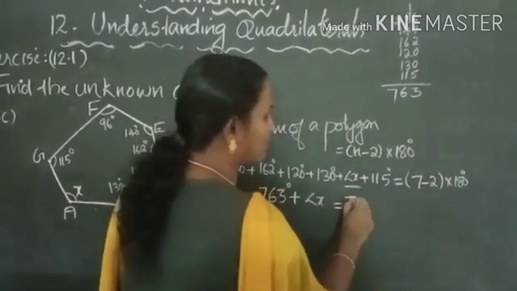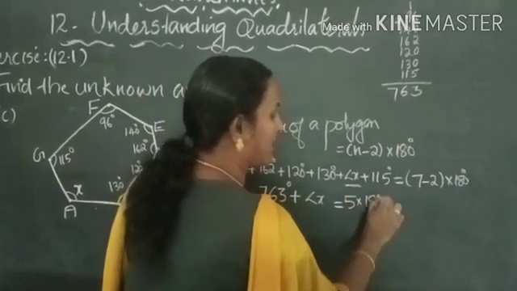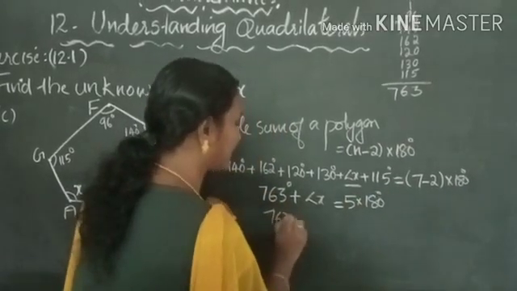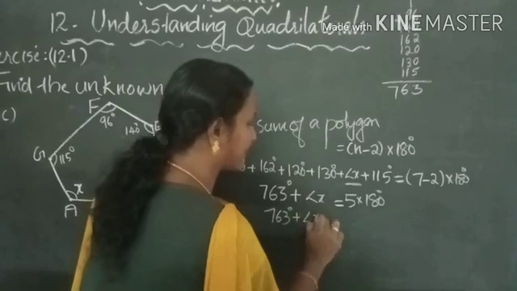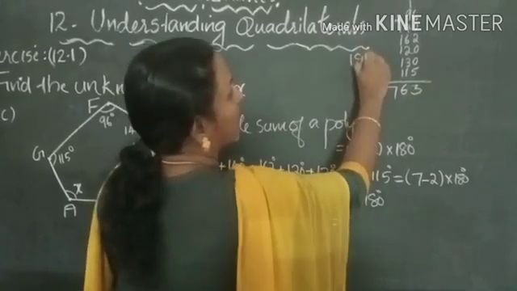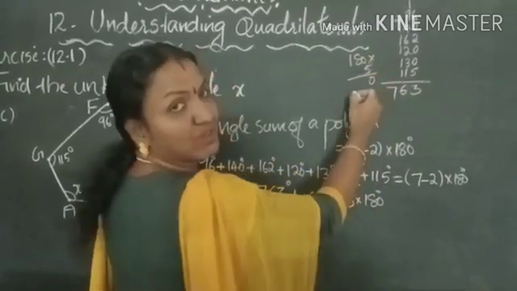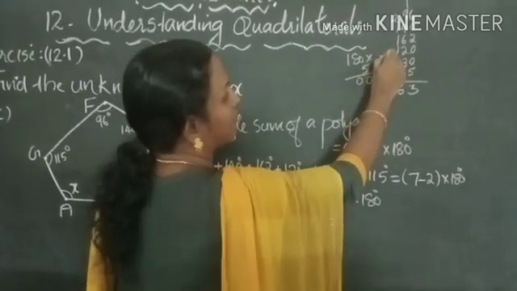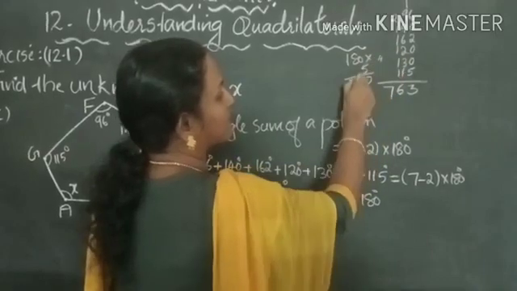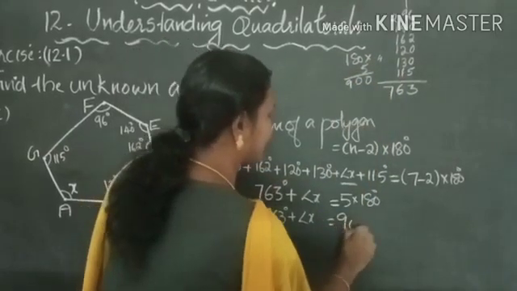7 minus 2, 5. 5 into 180. So 763 degree plus x is equal to 180 into 5. 0 into 5 is 0. 5 into 8 is 40. Balance 4. 1 5 is 5. 5 plus 4, 9. 900.